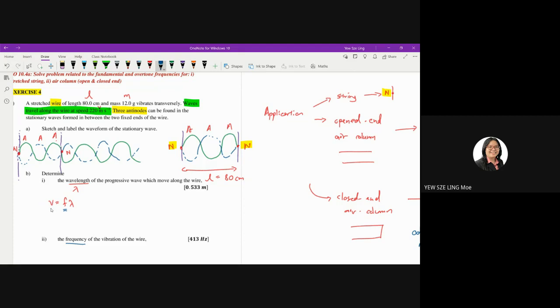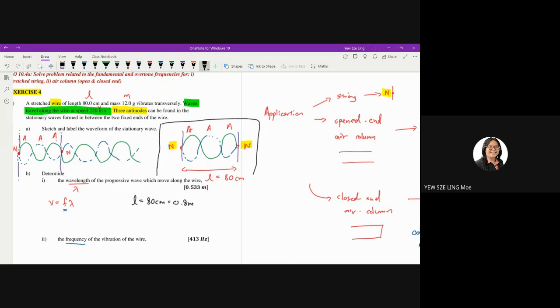So try to think, do we have any other ways to determine the value of the wavelength? Yes, you do. Look at the diagram. In the diagram in question 1, in between two fixed ends, you have L equals 80 cm, or we say equals 0.8 meter.